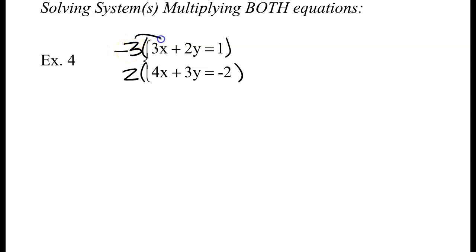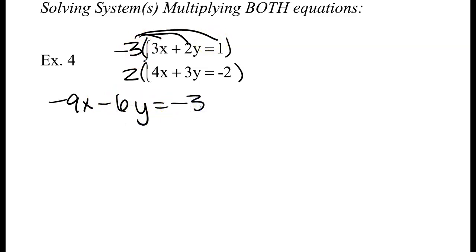All right, so let's go ahead and play this out. We're going to distribute the negative 3 to all the terms. Negative 3 times 3x is negative 9x. Negative 3 times positive 2y is a negative 6y. Negative 3 times 1 is a negative 3. For the bottom equation, same thing, let's distribute. 2 times 4x is 8x. 2 times 3y is positive 6y. And 2 times a negative 2 is negative 4.